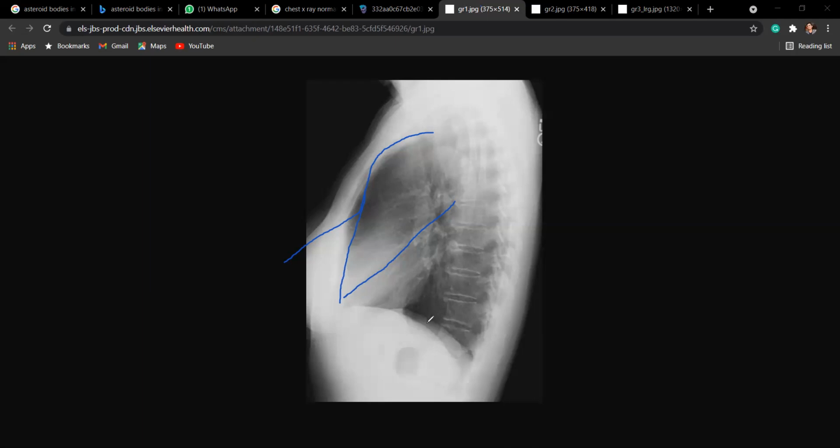And on the lateral view, if you find some lesion here or anywhere in this region, that means the patient has a lower lobe pneumonia. If you find the patient has more upper lesion, that means it must be the upper lobe pneumonia.